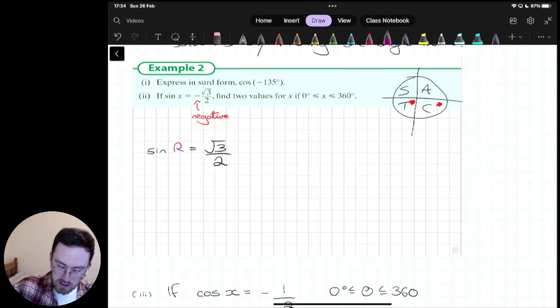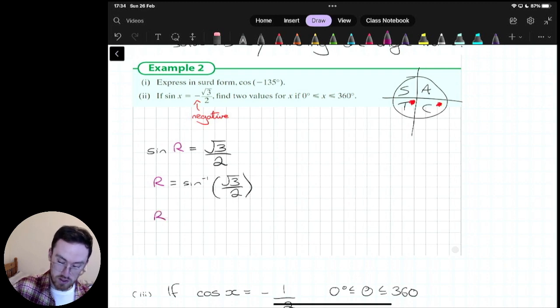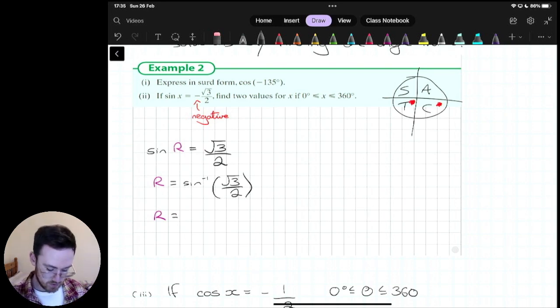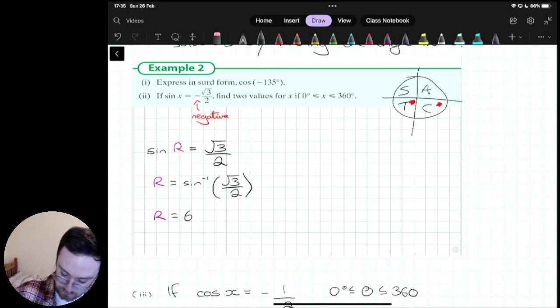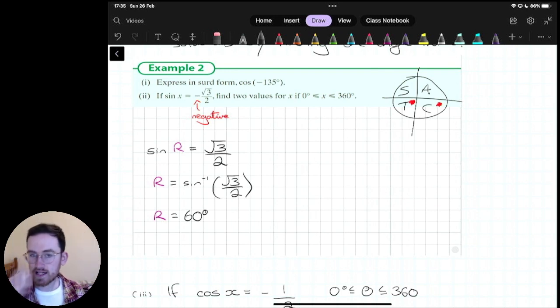So sine of my reference angle is root 3 over 2, which means my reference angle is sine inverse root 3 over 2. We can do this using our calculator, or we can use our log tables, because a lot of the angles that they want us to do in these exam questions come from our log tables, but we can use our calculator for this one. So sine inverse root 3 over 2, and again this is one that we should probably know, but let's just double check. 60 degrees. So my reference angle is 60 degrees.